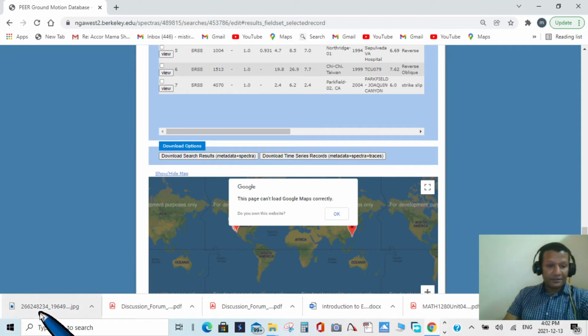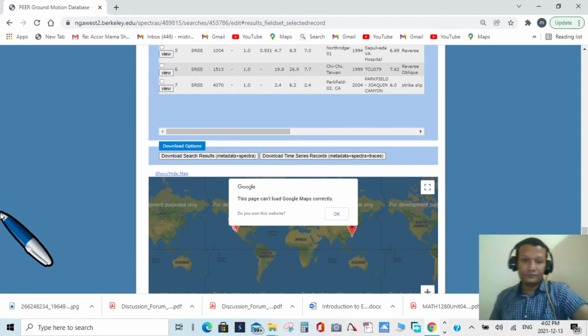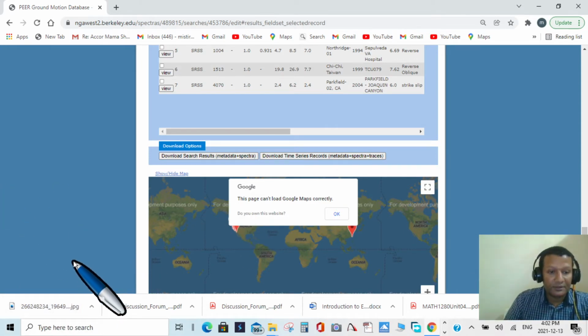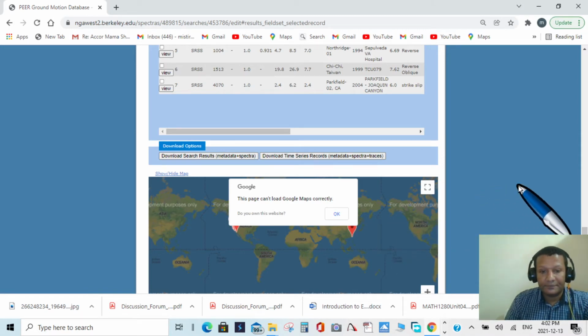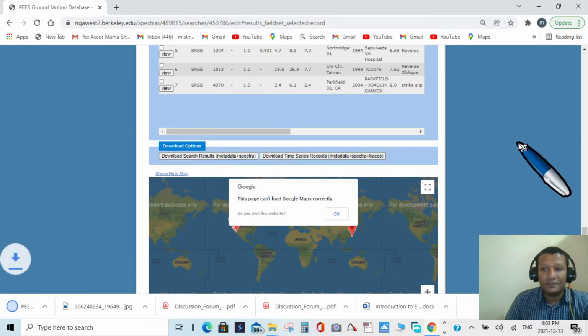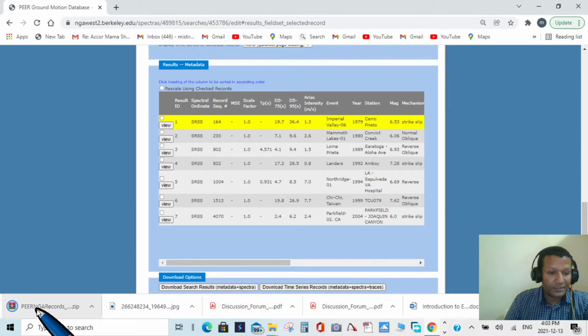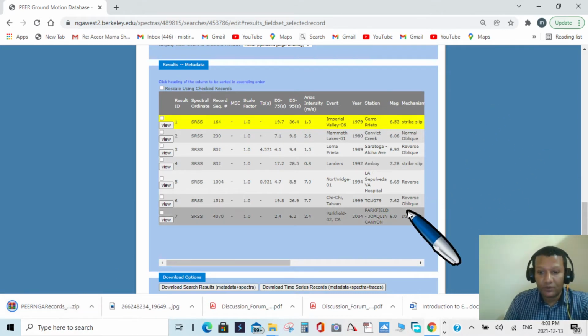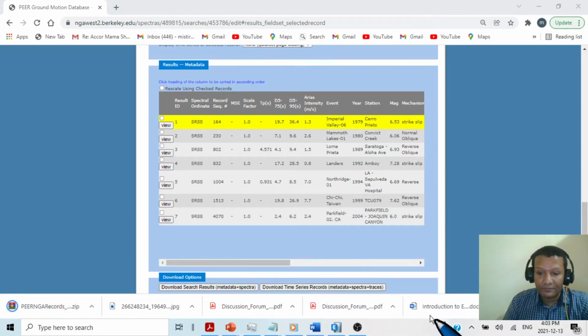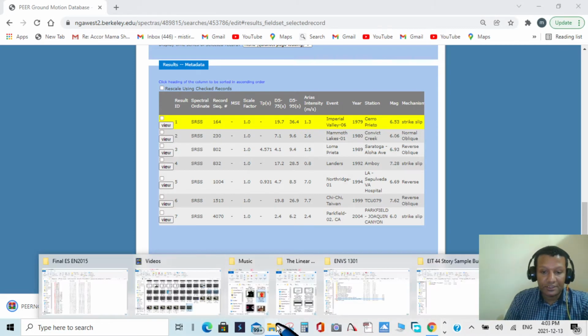So it will start download. Until it downloads, the download will start in the zip folder. But for us, I already downloaded 11 ground motions. Let me show you.